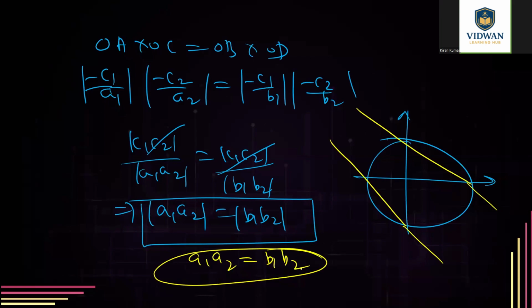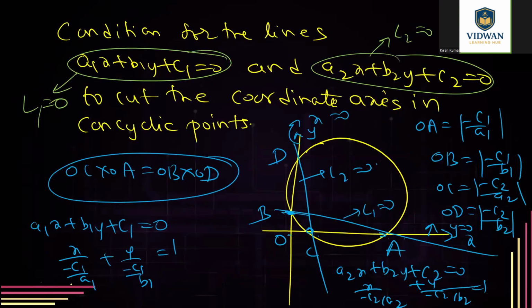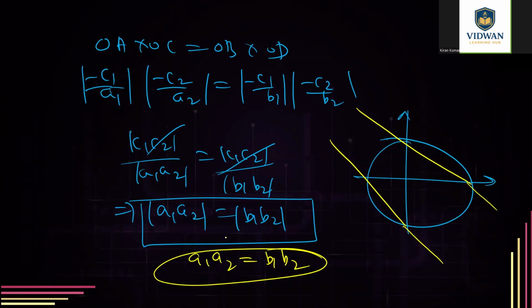Mod will not be required later. Because if it is positive, mod can be removed. Here both intercepts are positive, here both are negative. So you will get plus. Previous case, all intercepts are positive. So you will get same sign. In that case, you can neglect minus. You don't take plus or minus, you will take only plus. So from diagram, I concluded this.